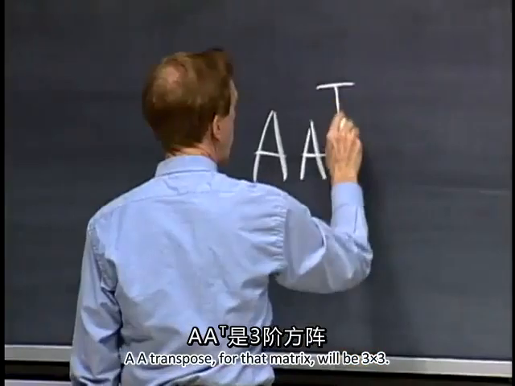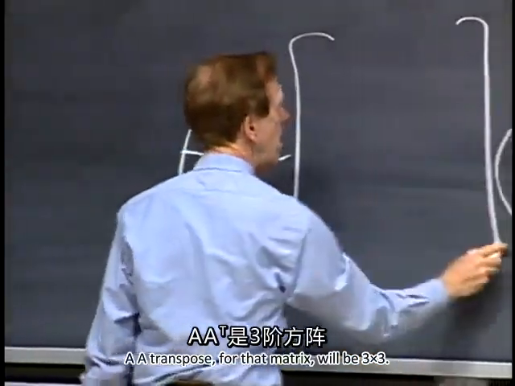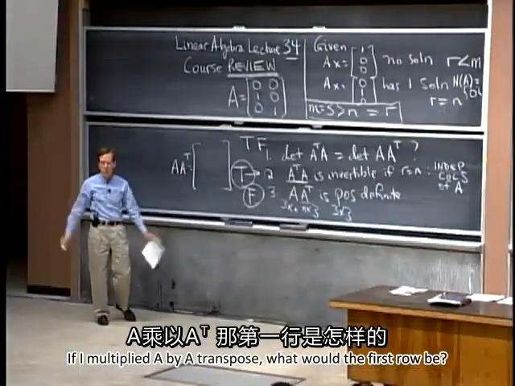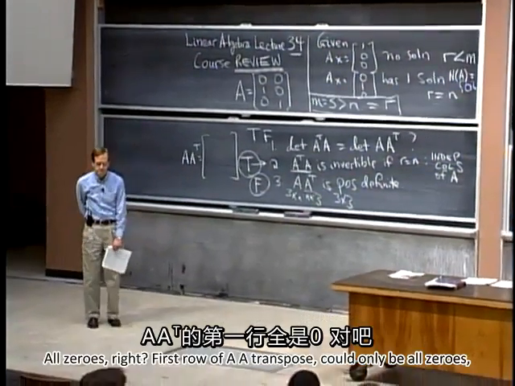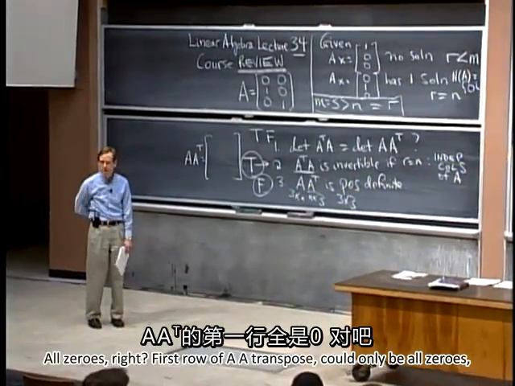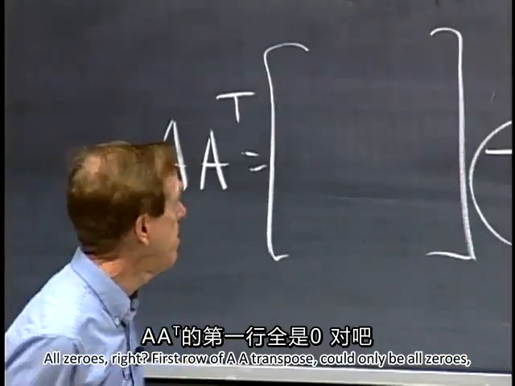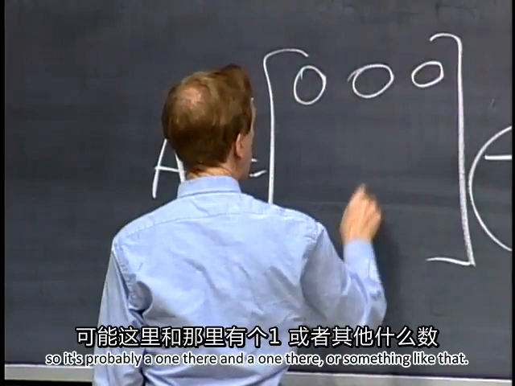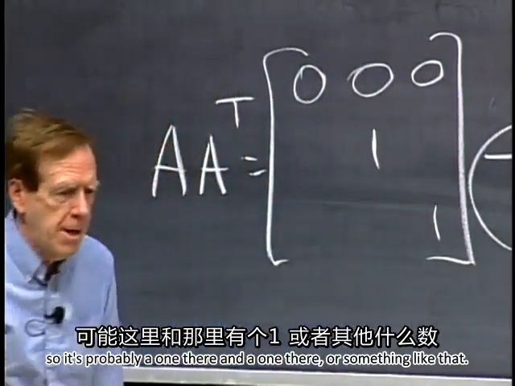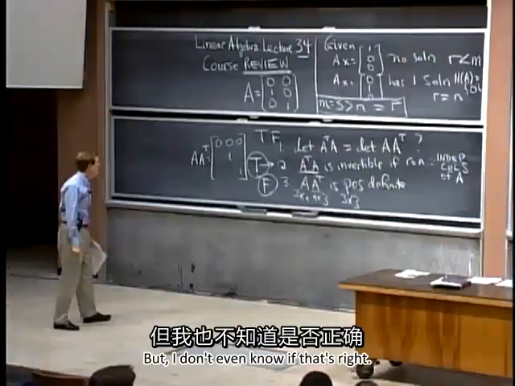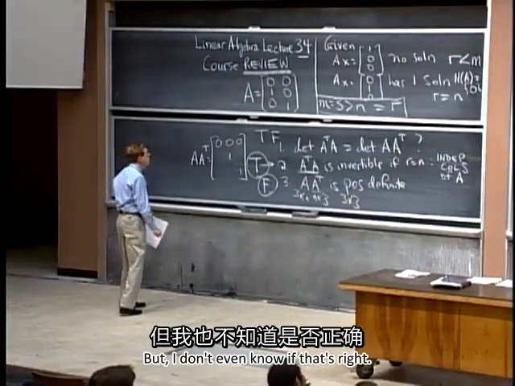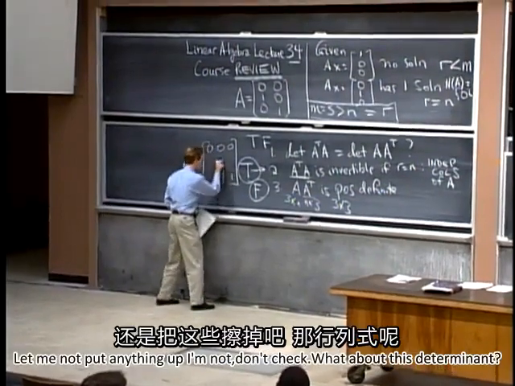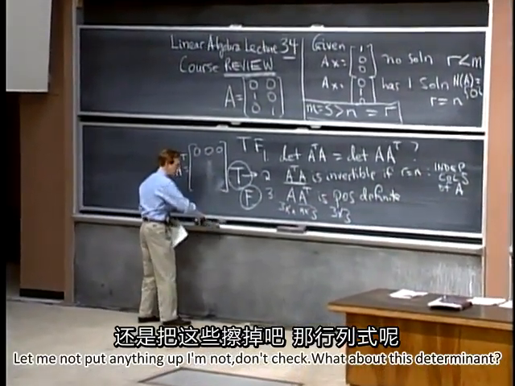So we just figure it out here. AA transpose for that matrix will be 3 by 3. If I multiplied A by A transpose, what would the first row be? All zeros, right? First row of AA transpose could only be all zeros. So it's probably a 1 there and a 1 there, or something like that. But I don't even know if that's right. But it's all zeros there, so it's certainly not positive definite.